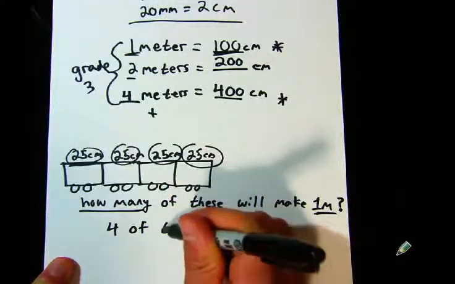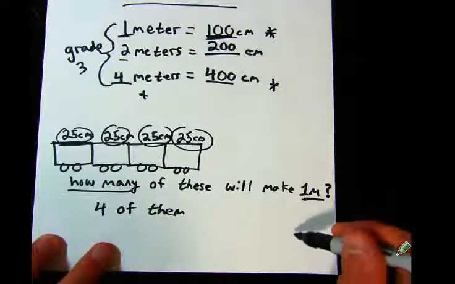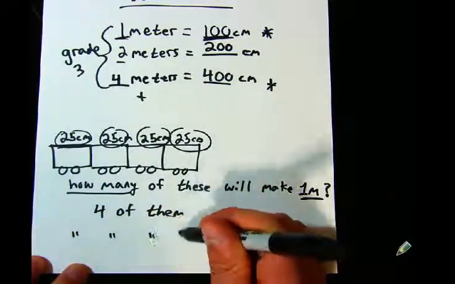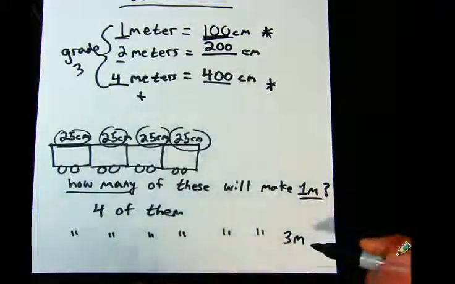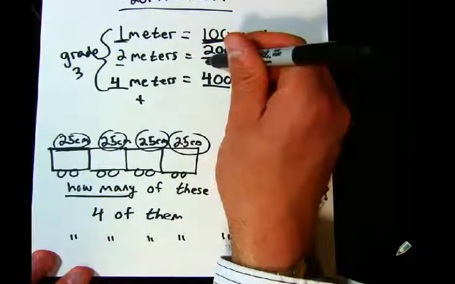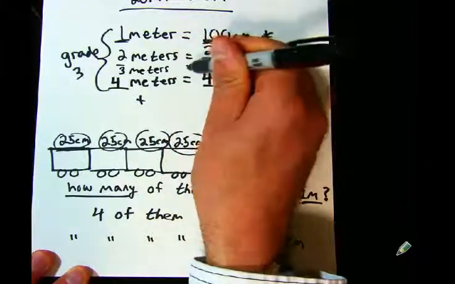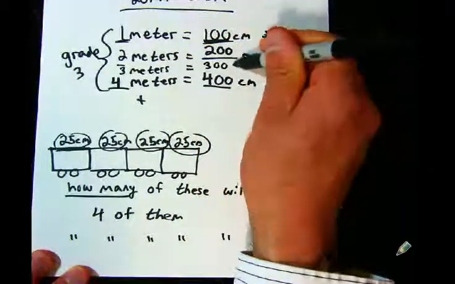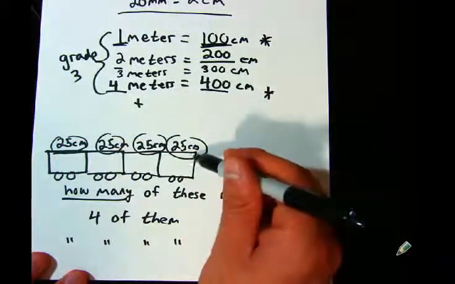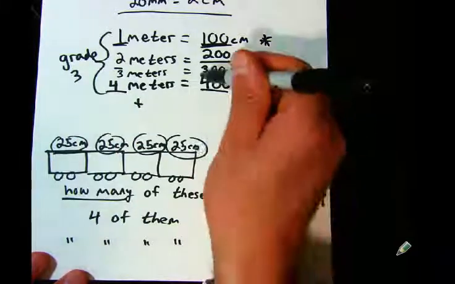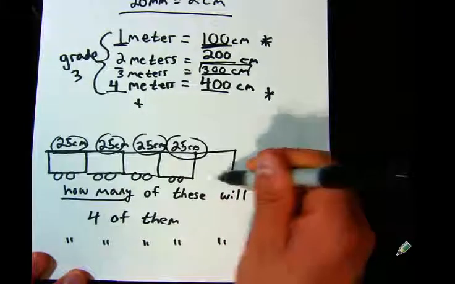What if the question was restated to say, keeping this the same, how many of these will make, let's say, 3 meters? Well, 3 meters, by this pattern here, is 300 centimeters. They're the same thing. So I have to keep building this train, or whatever you have connected here, until you get to 300 centimeters. So I'd need, let's see here, another 4.